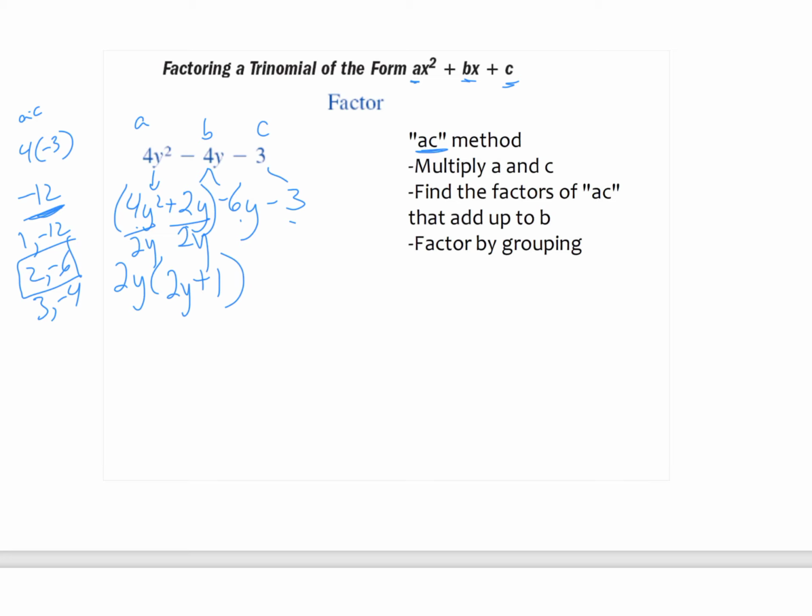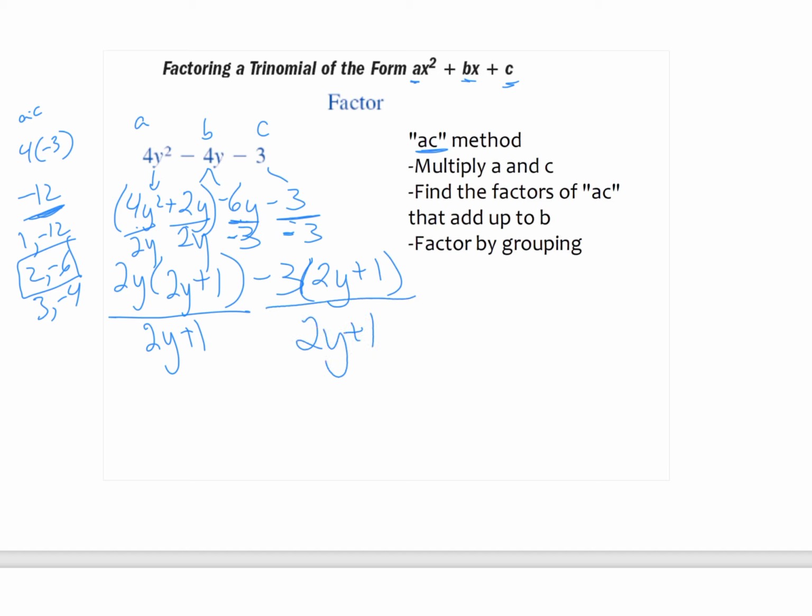Okay, now the thing is, when I factor by grouping, in my second set of parentheses, I need exactly 2y plus 1. So what can I divide these two by to get 2y plus 1? Well, I could go with 3, but that's going to give me a -2, so I'll have to make sure I divide out a -3. Okay, so now my greatest common factor here is 2y plus 1. My greatest common factor here is 2y plus 1. Take that out, and I get 2y minus 3.